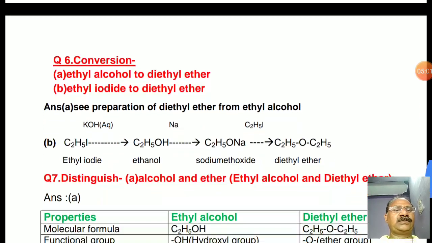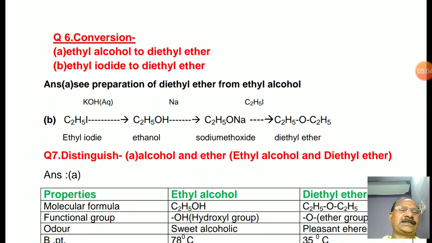Sixth question is conversion. Ethyl alcohol to diethyl ether. For this conversion, students see preparation of diethyl ether from ethyl alcohol. The second conversion is ethyl iodide to diethyl ether. In this case, at first ethyl iodide reacts with KOH aqueous solution to form ethyl alcohol, which again reacts with sodium to form sodium ethoxide, and then finally reacts with ethyl iodide to form diethyl ether.